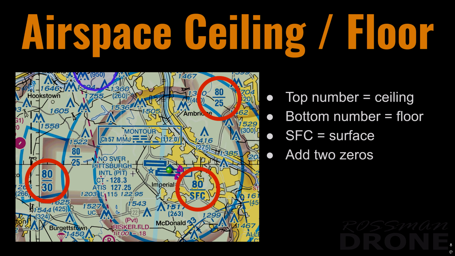Something else that you're going to see with these airspace indicators is the airspace ceiling and floor numbers. These kind of look like fractions where you'll see a number on top of another number. The top number represents the ceiling of that section of whatever airspace it's within, and the bottom number represents the floor. The SFC indicator that you'll see on this one would tell you that it is surface. These numbers also drop zeros, just like the bracketed numbers did. So 80 over 25 would tell us that this particular section of Class B or Bravo airspace has a ceiling of 8,000 feet and a floor of 2,500 feet.